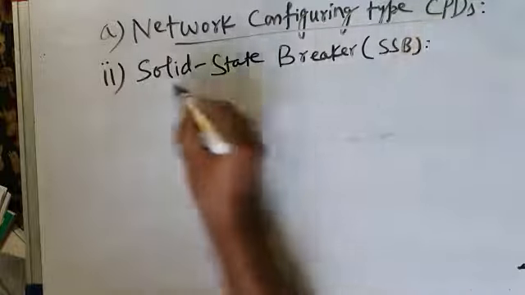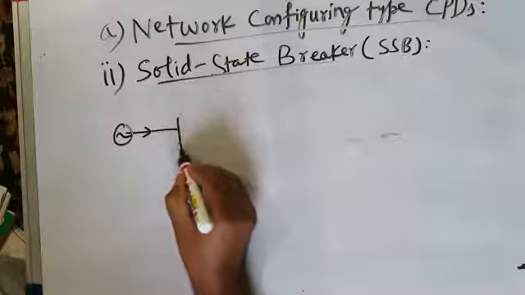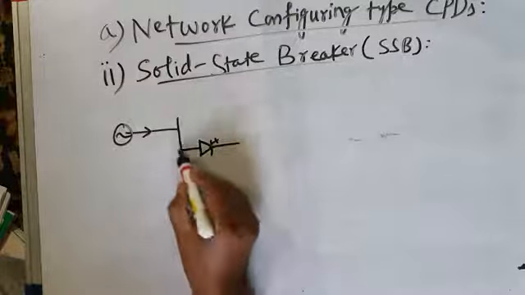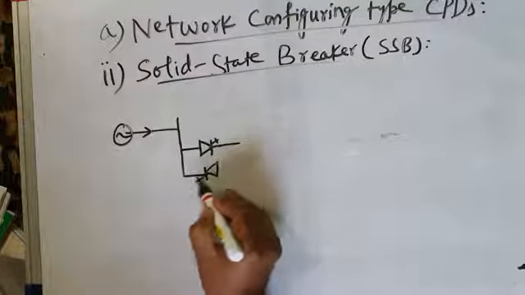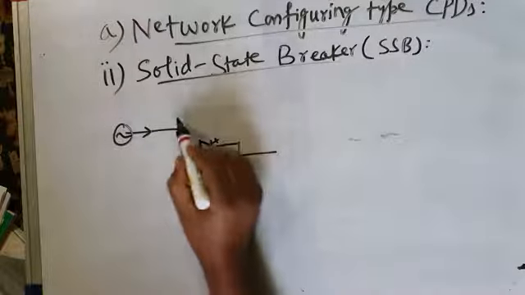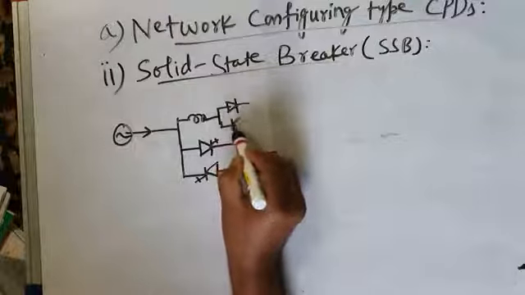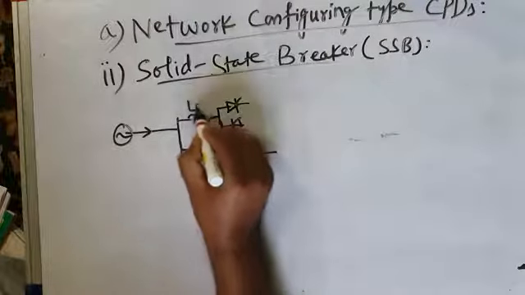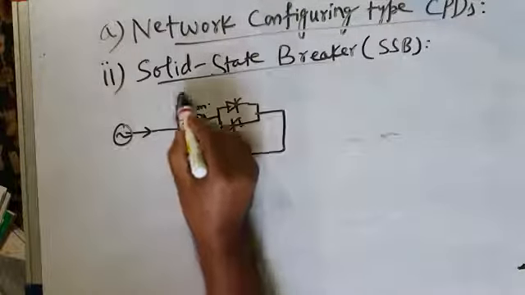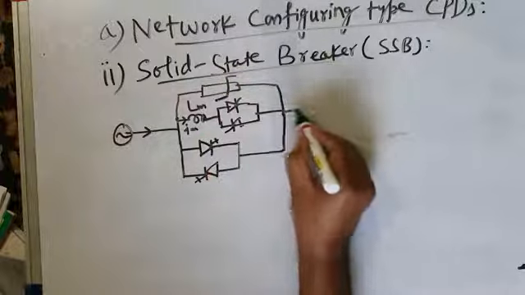SSB. So the SSB looks like this again. It may comprise more than one GTO in series, that is this, and then a pair of thyristors like this. This is LM and this is IM. And then you may have high voltage protection across these switches. This is the high voltage protection and this is your load.